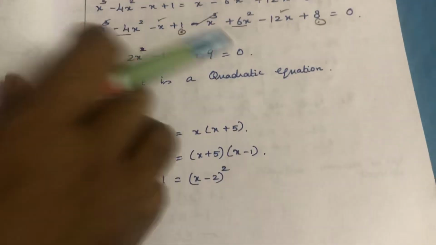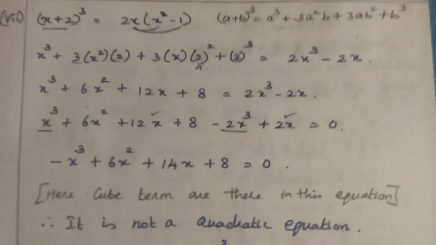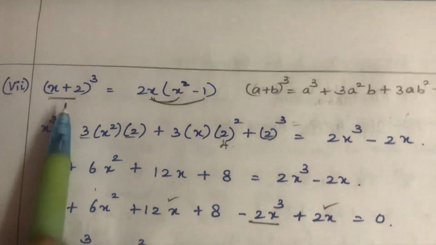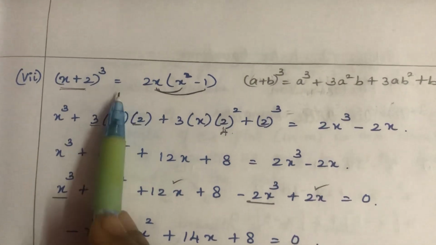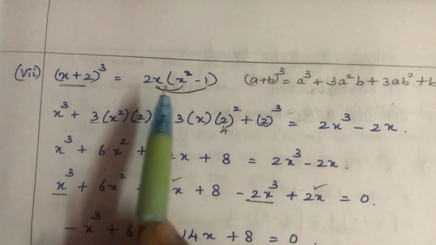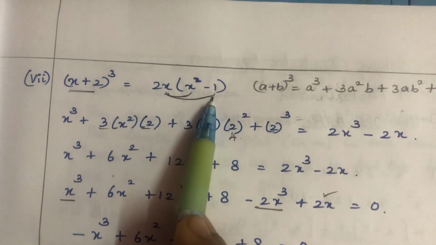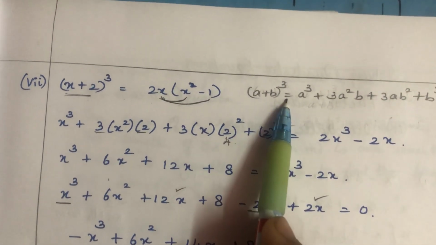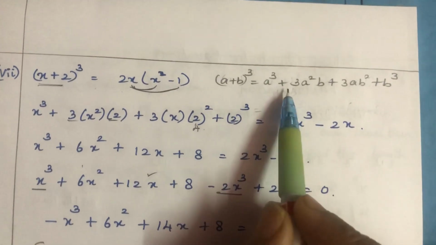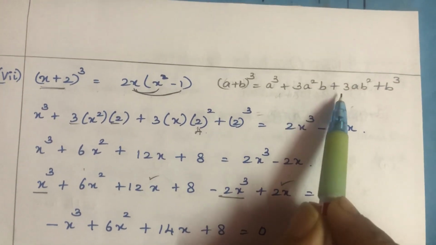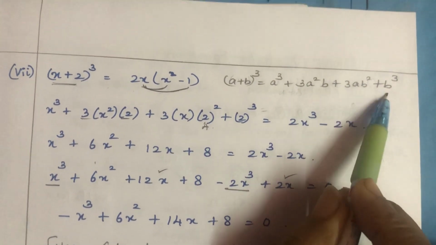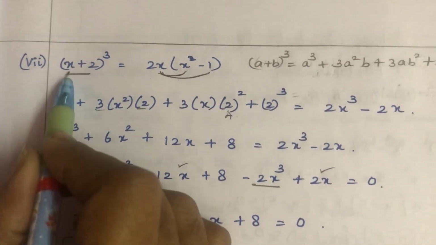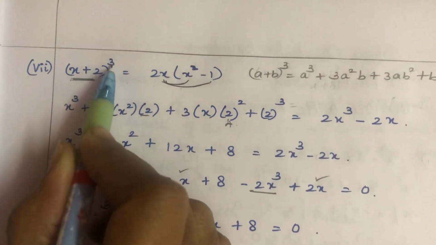Now, sum number 4. x plus 2 the whole cube is equal to 2x into x square minus 1. We know that a plus b the whole cube is equal to a cube plus 3a square b plus 3ab square plus b cube. See the question, it looks like a plus b the whole cube.